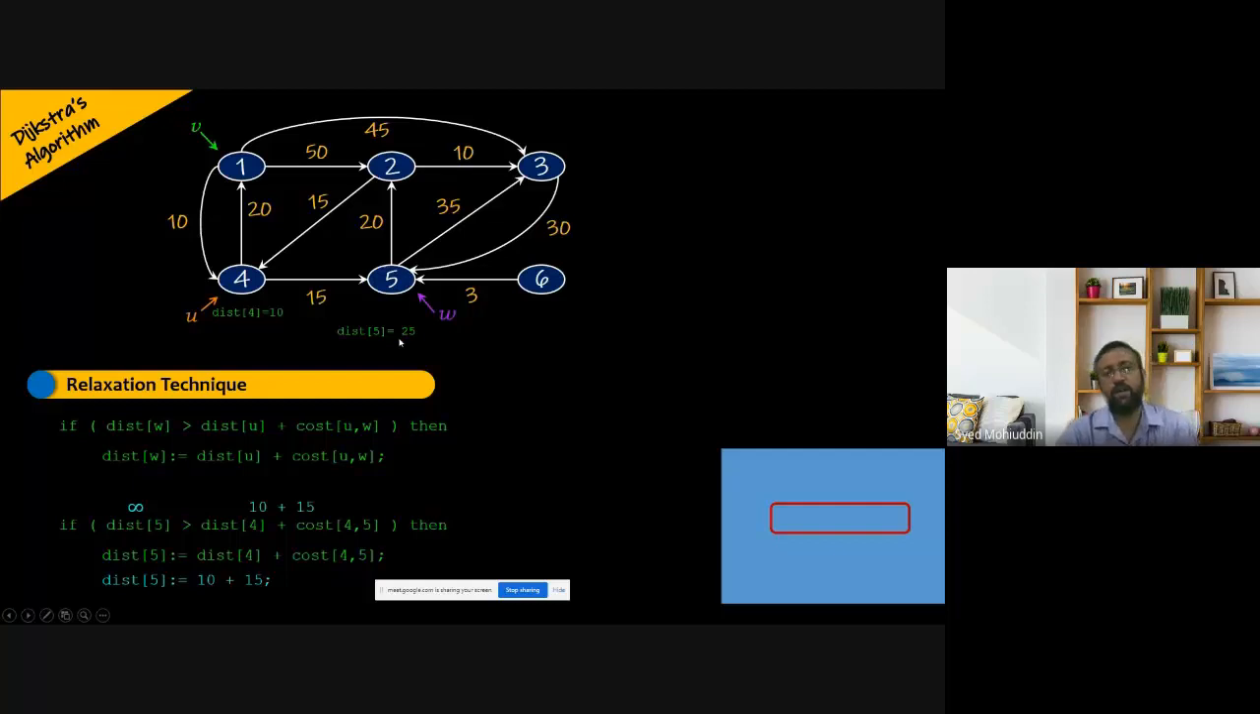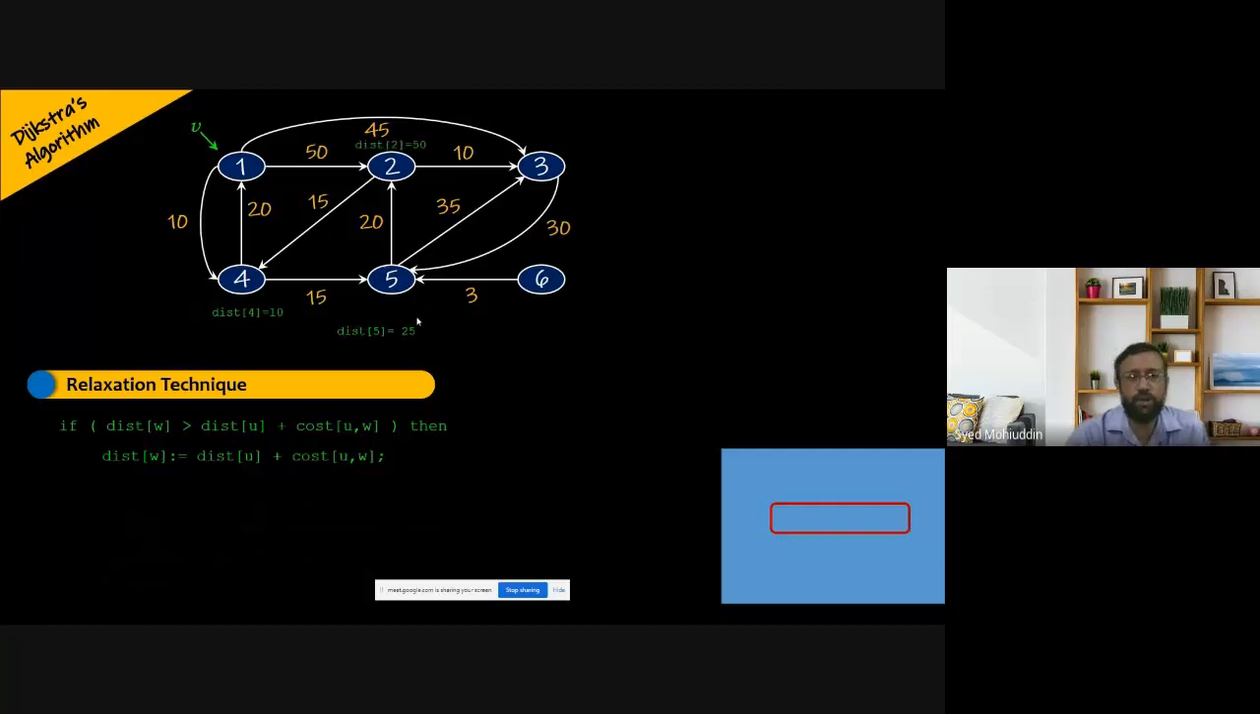So whenever we find, in the relaxation technique, some distance from vertex u to some vertex w less than the previous distance, we update the distance. Now before we move further, let us try to take another example. What is the distance of vertex 2?